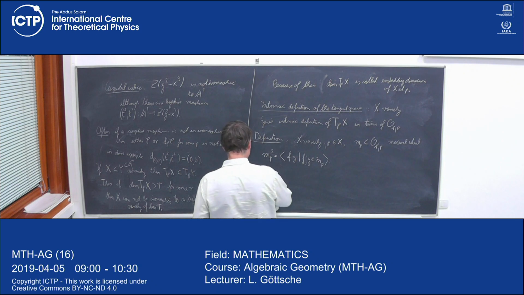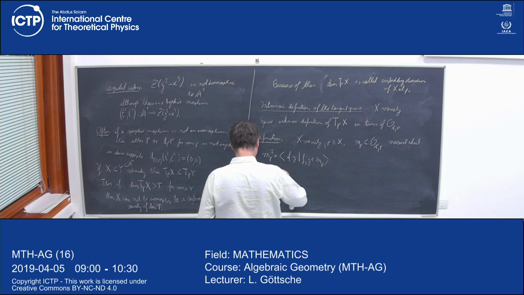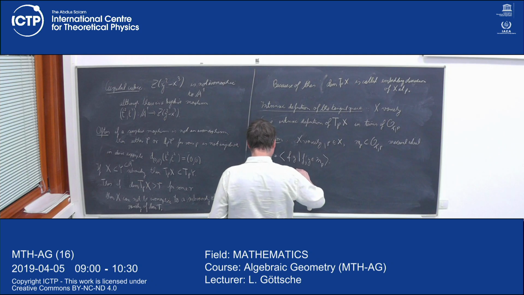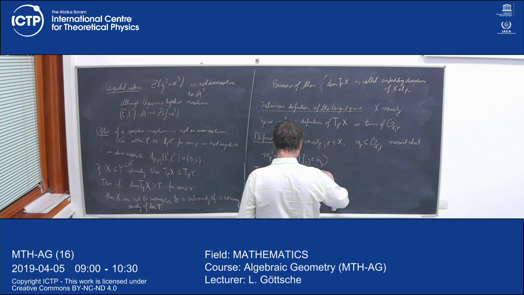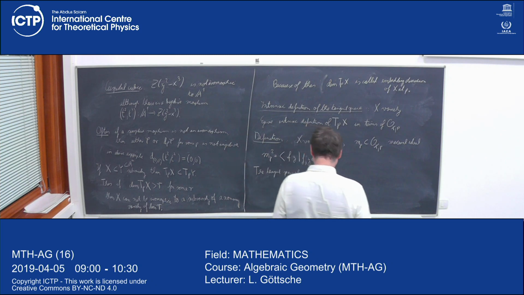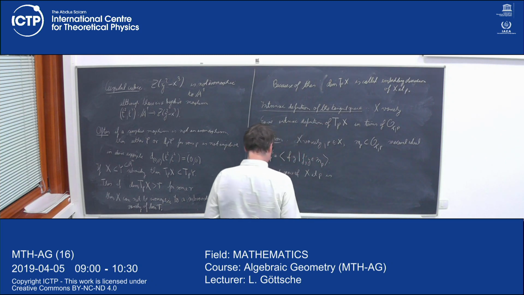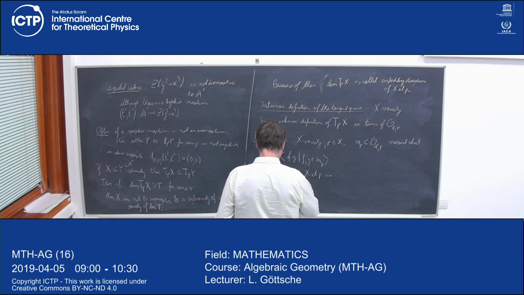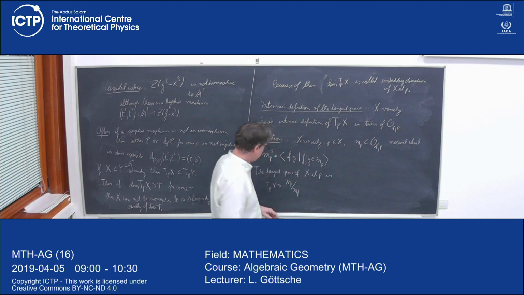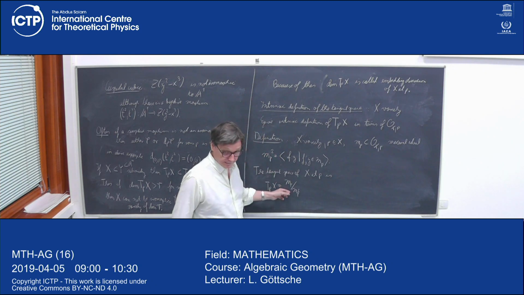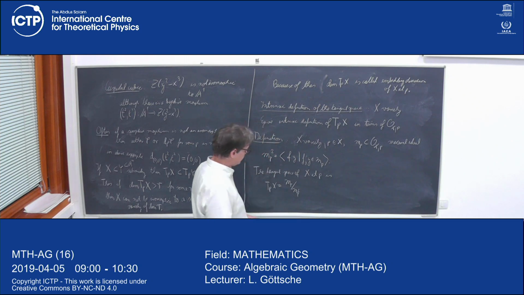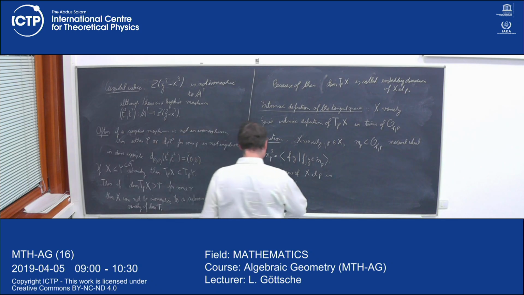So the tangent space of X at P is the following space. We take M_P modulo M_P squared. Obviously, this is a K-vector space, because M_P is already a K-vector space.